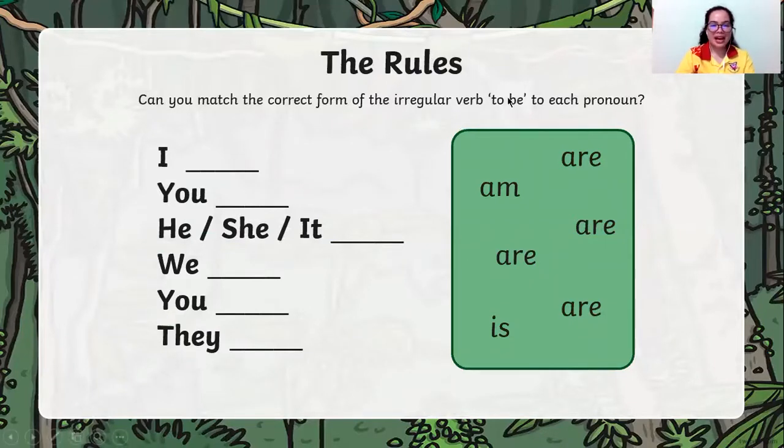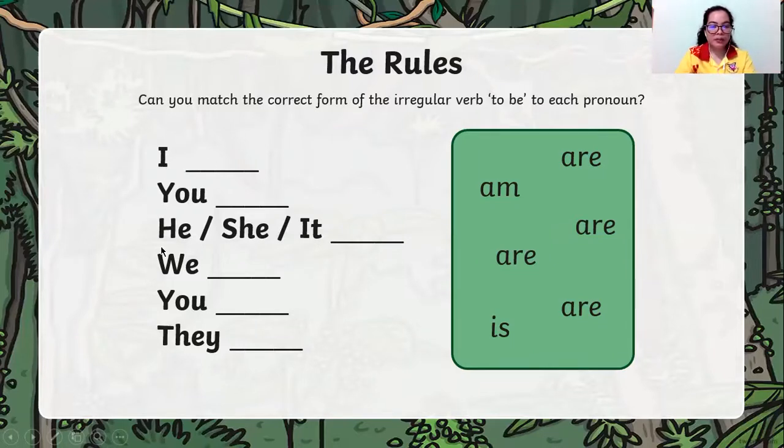So we have to know first what the verb to be is. When we say verb to be, these are the words that we are going to use in our sentences when using the simple present tense. We have three kinds of verb to be in present tense: are, am, and is.